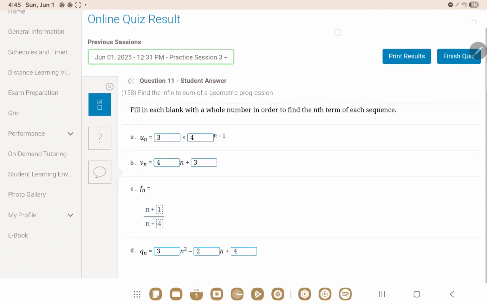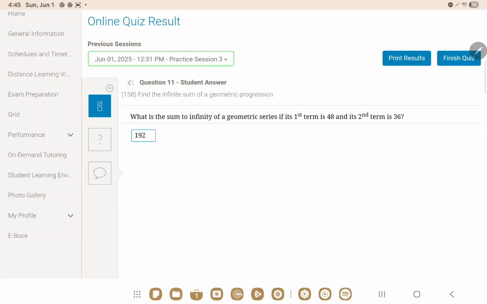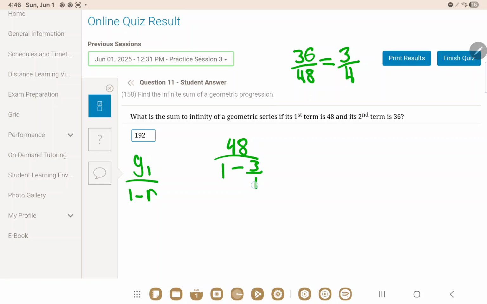Let's move on to our last question. What's the sum to infinity of a geometric series if the first term is 48 and the second term is 36? Now to find the ratio, 36 over 48, which is 3 over 4. Now we said the formula is a1 over 1 minus r. So 1 minus 3/4 is 1/4, and you get 48 over 1/4, which is the same as 48 times 4, which is 192. And that is your answer.